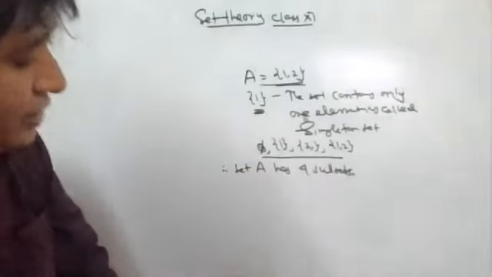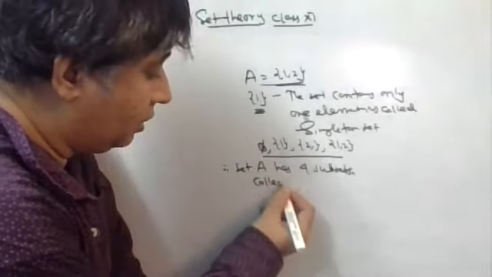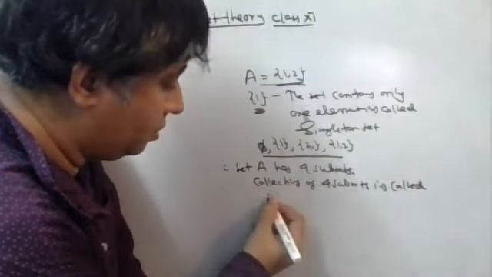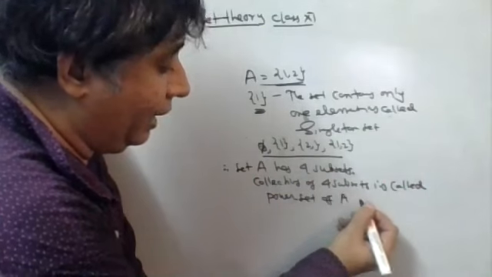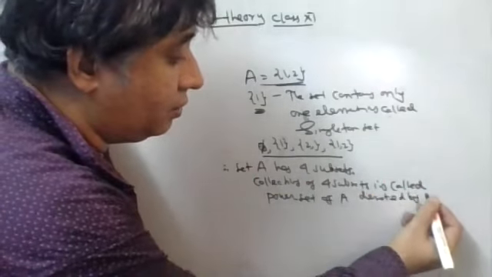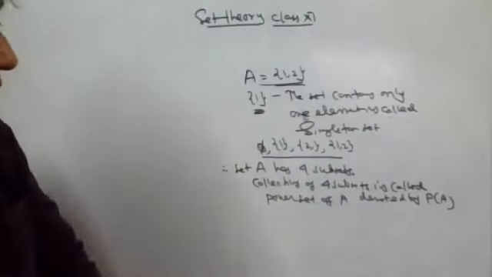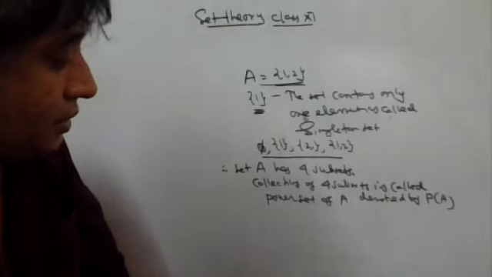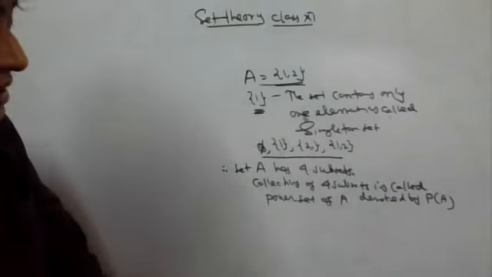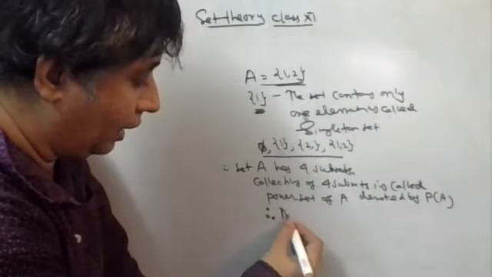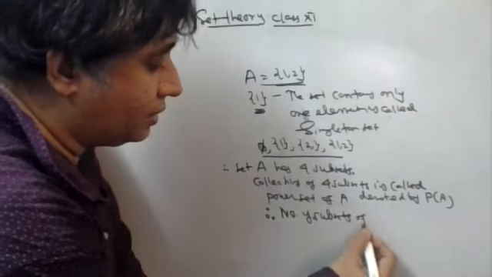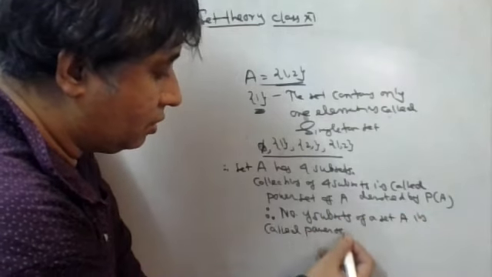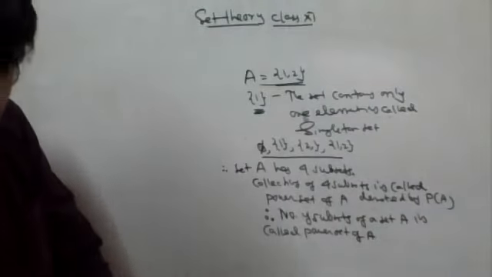Now set A has 4 subsets, so the collection of 4 subsets is called the power set of A, denoted by P. Okay, denoted by P. So the collection of subsets of a set A is called the power set of A.